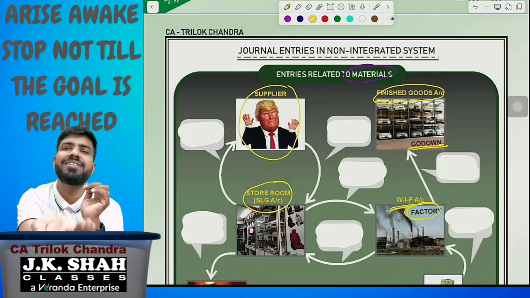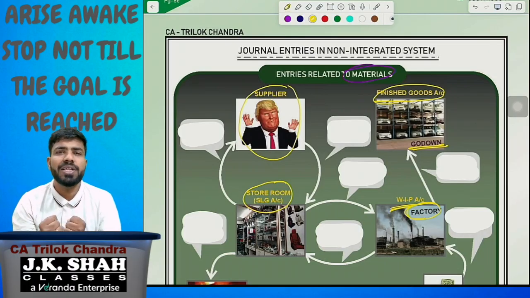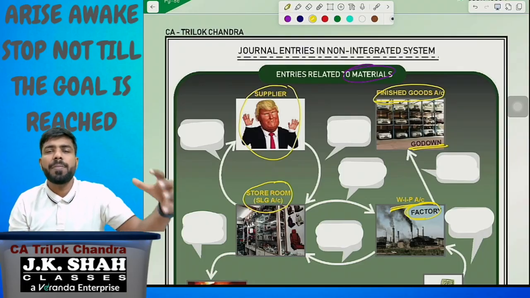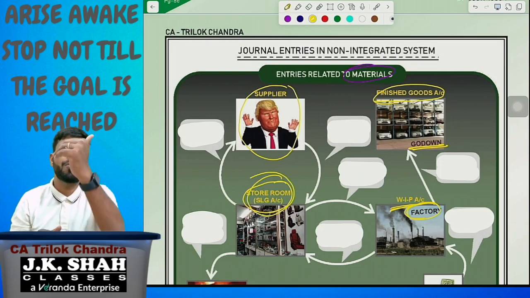First, purchase of raw material. When we purchase the raw material, what is the entry that we can pass? We are getting the raw material. So SLC account, stores ledger control account, because the raw material will be going to the storeroom. Storeroom is denoted by SLC. Debit the receiver. SLC account debit.